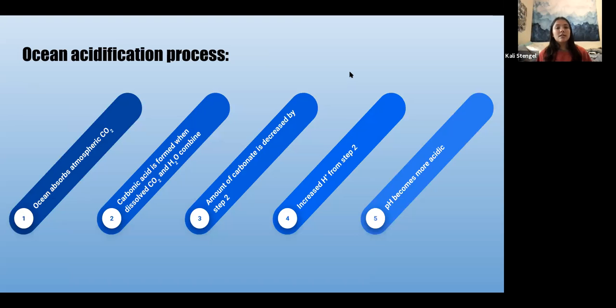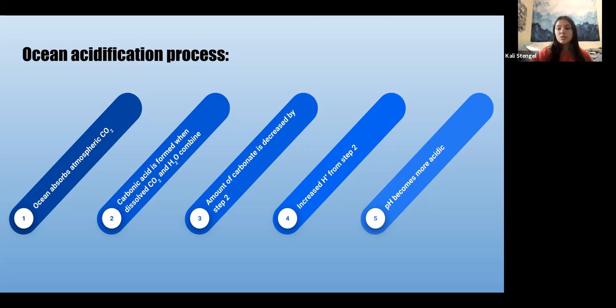Now, this is the ocean acidification process. The first step is that the ocean absorbs atmospheric carbon dioxide. Carbon dioxide is allowed to be dissolved into the ocean since it is soluble. The second step is that carbonic acid is formed when dissolved carbon dioxide and water combine.